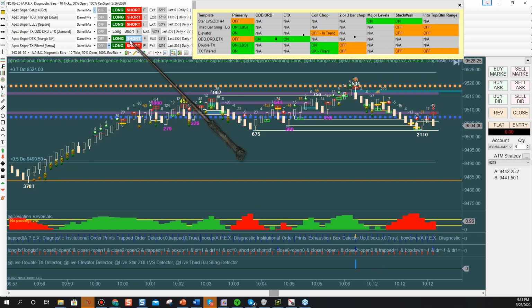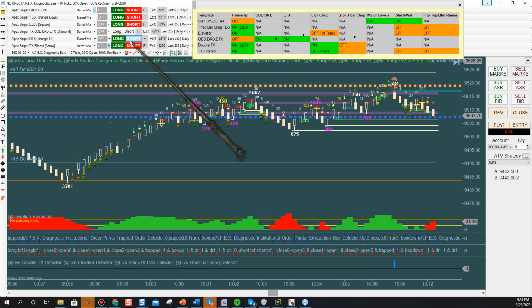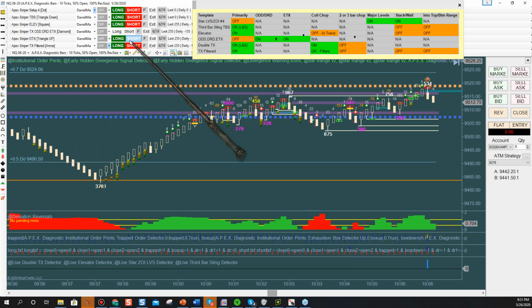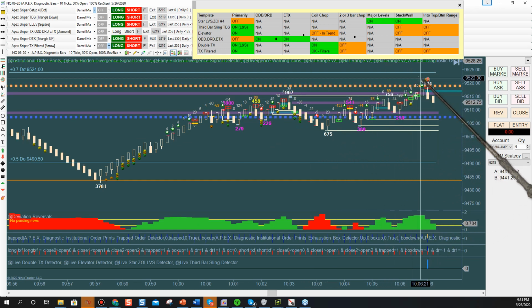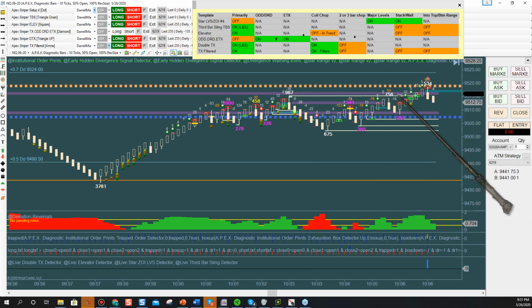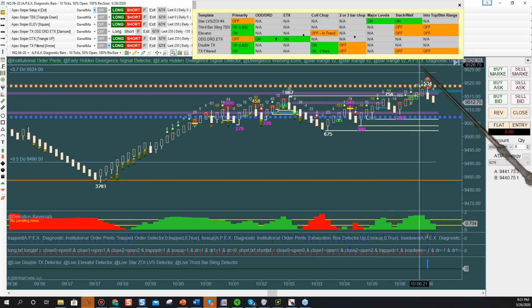Got a valid short. That was a double winner, wasn't it? The ODD, where was that at? Go right here. You got 756 to 534. Moving up right here. So that number is a higher high with less ODD.